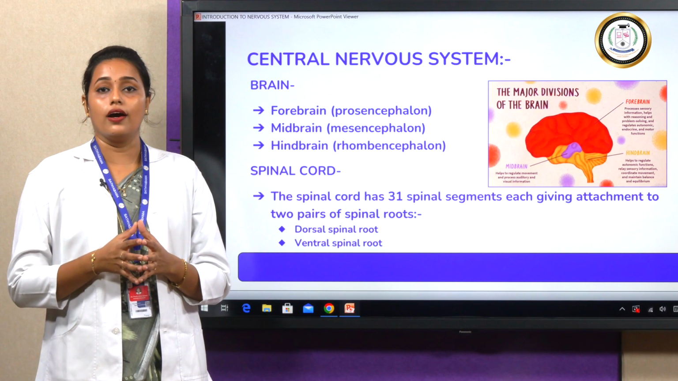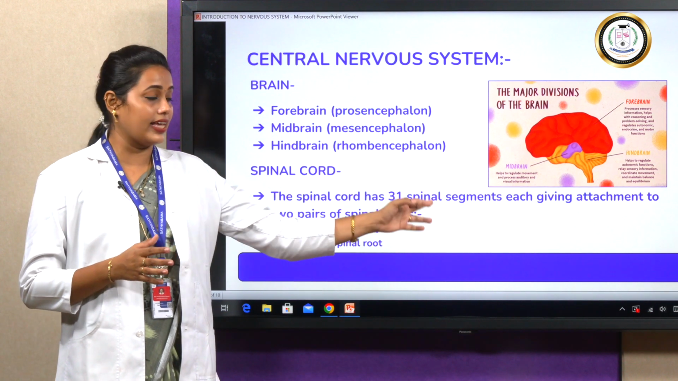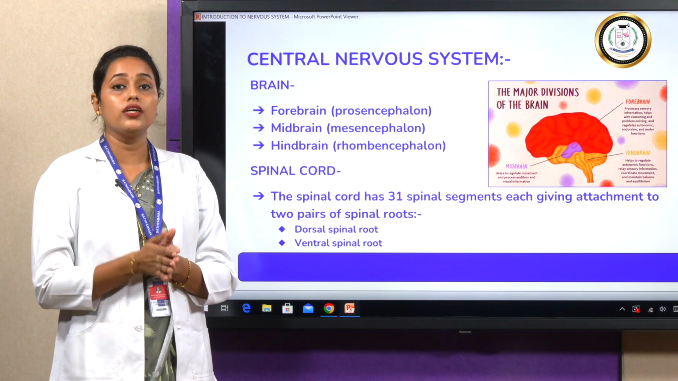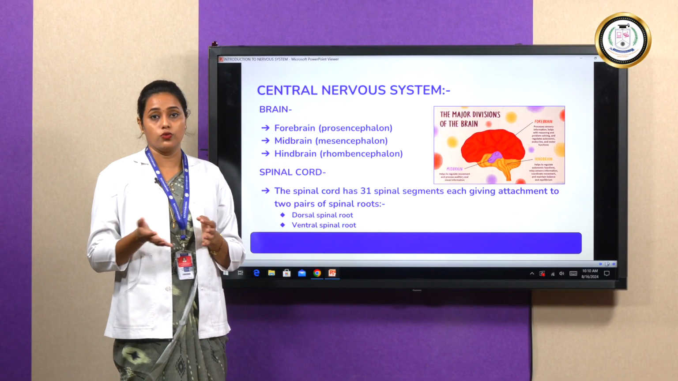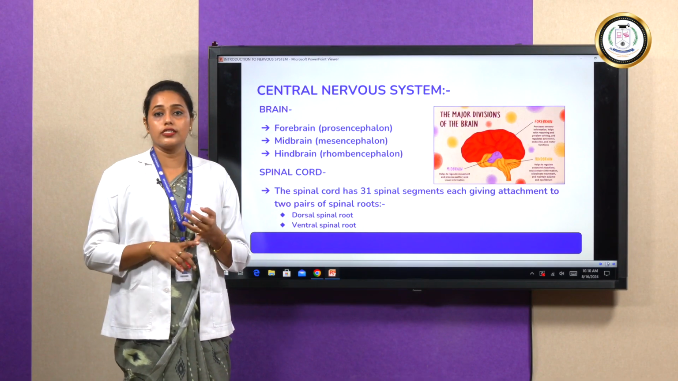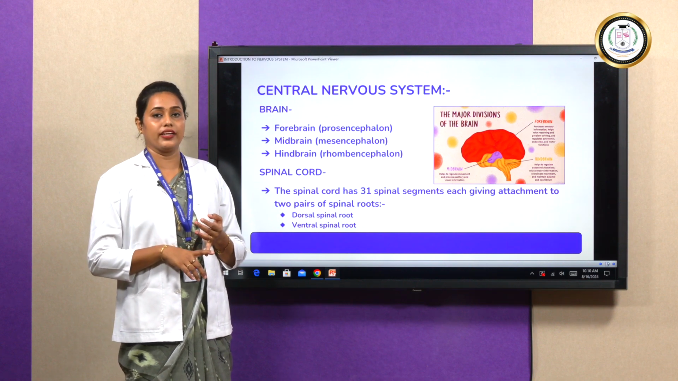Next, we'll start with the spinal cord. The spinal cord has 31 spinal segments. Each spinal segment gives attachment to two pairs of spinal roots. What are the two pairs of spinal roots? They are nothing but the dorsal spinal root and the ventral spinal root.